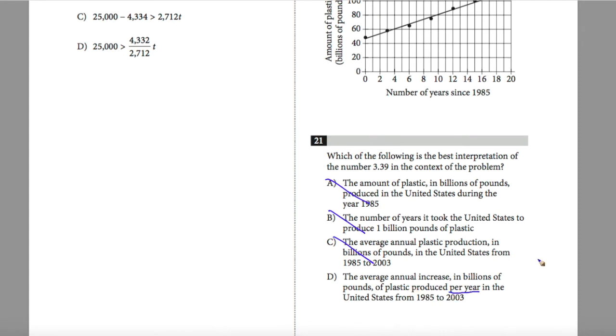So there's my rate, and I know that I'm connecting that rate given the fact that it's combined with my x because it's 3.39x. And it also says that it's increasing, which is correct, because my slope here is going up as I read my line of best fit left to right. So D is going to be your best answer for question 21.